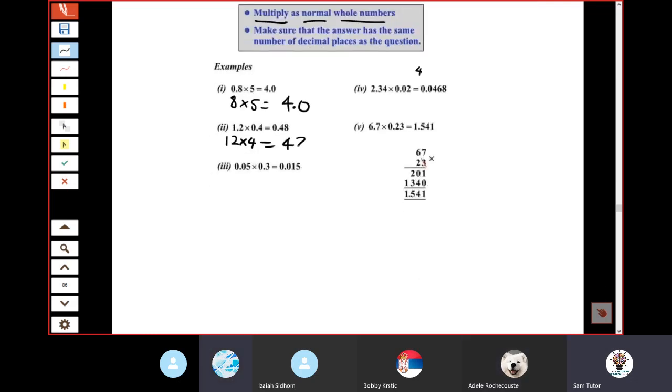To do 1.2 times 0.4, you do 12 times 4. 12 times 4 equals 48. And then you got to go back twice, because there's 1 there and a 1 there. So it's 0.48.